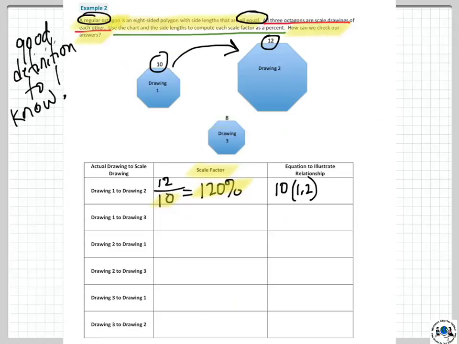Okay, the 10 came from that original drawing on the bottom. And then we're going to multiply that by the scale factor. In this case, we're going to put 1.2 when we write our equation, and that equals 12. And you can see how that works. Every figure from that scale factor calculation ends up in our equation to illustrate this relationship.